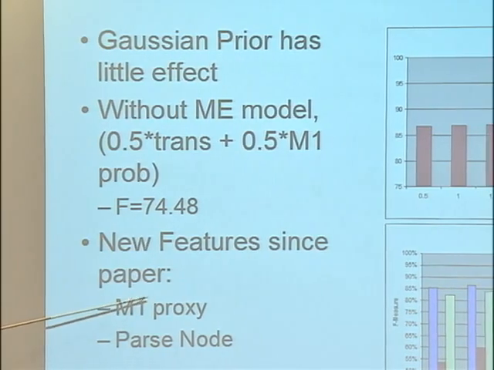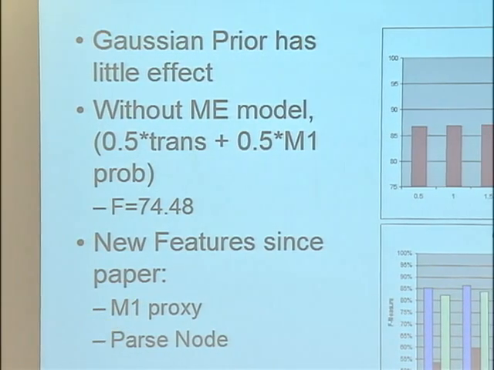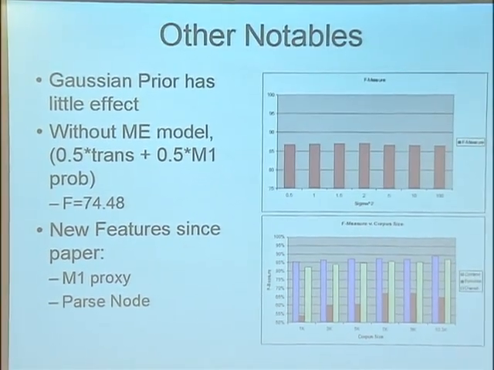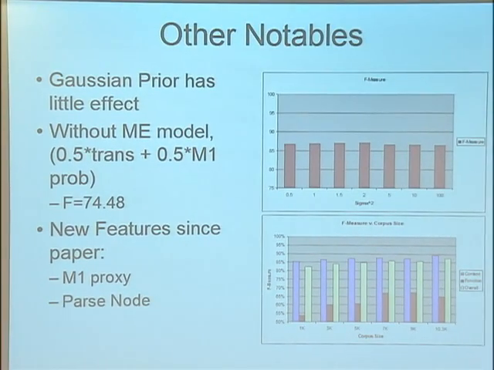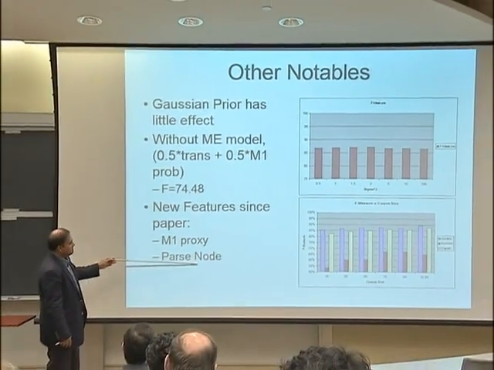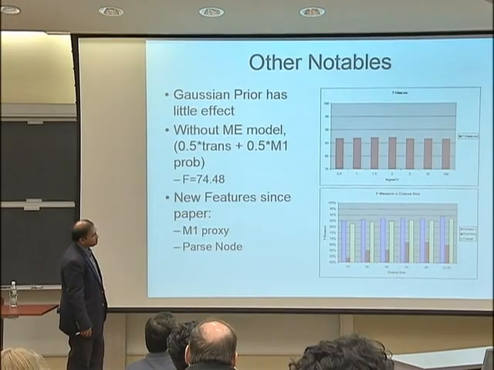Some of the new features since we did the paper, we have a Model 1 proxy feature. What this feature says is, I'm an English word like the, and my head, according to my parse tree, is aligned to this Arabic word, then what's the probability of linking my determiner to the same thing? And that seems to have improved it even another F measure point or so. And then some features based on parse nodes.